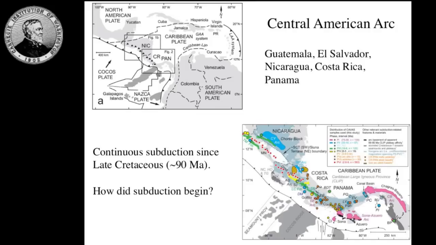But let's take a look at a modern example that Scott Wadham and I worked on. This is the Caribbean plate, and this arc here, this convergent margin, Central America, through Guatemala, El Salvador, Nicaragua, Costa Rica, and Panama, has been operating since the late Cretaceous, about 90 million years ago. And the question is, how did this subduction zone begin? So here we have a little more detail, all of the age information we have going back into the late Cretaceous to the present volcanic arc there.